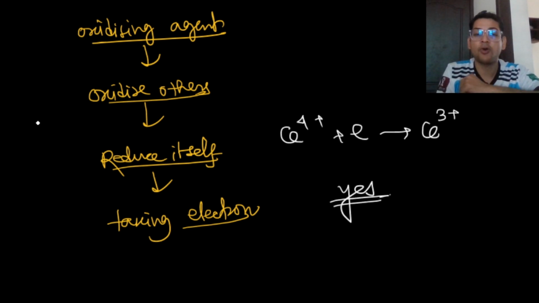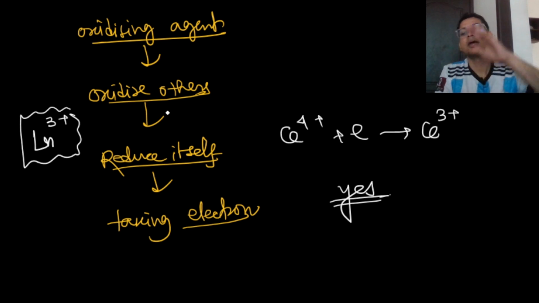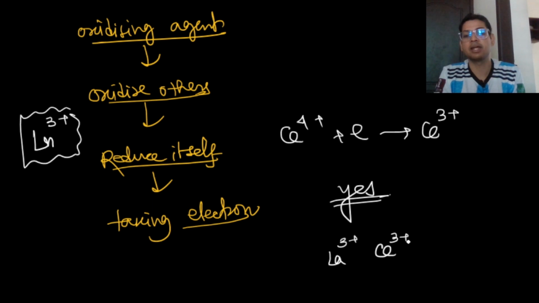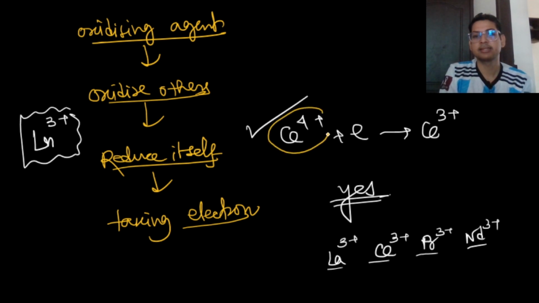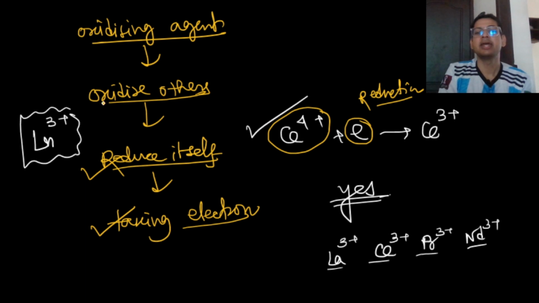Why? Because for all the lanthanides, the stable oxidation state is Ln3+. Cerium 3+, praseodymium, neodymium, anything, they all have plus 3 as their common oxidation state. So sir, definitely this reaction will go. That means sir, cerium 4+ will take an electron. As it is taking an electron, this is a reduction reaction. So sir, it is reducing itself, it is oxidizing others, and it's an oxidizing agent.